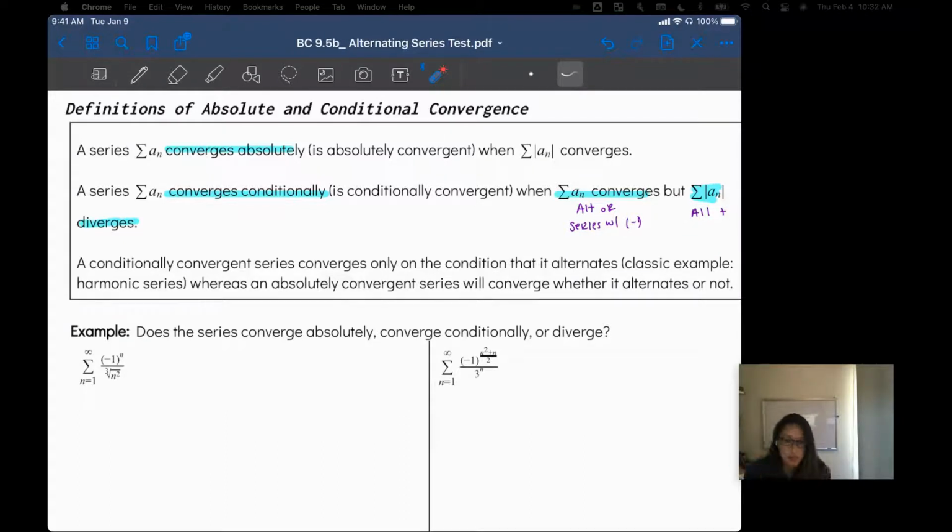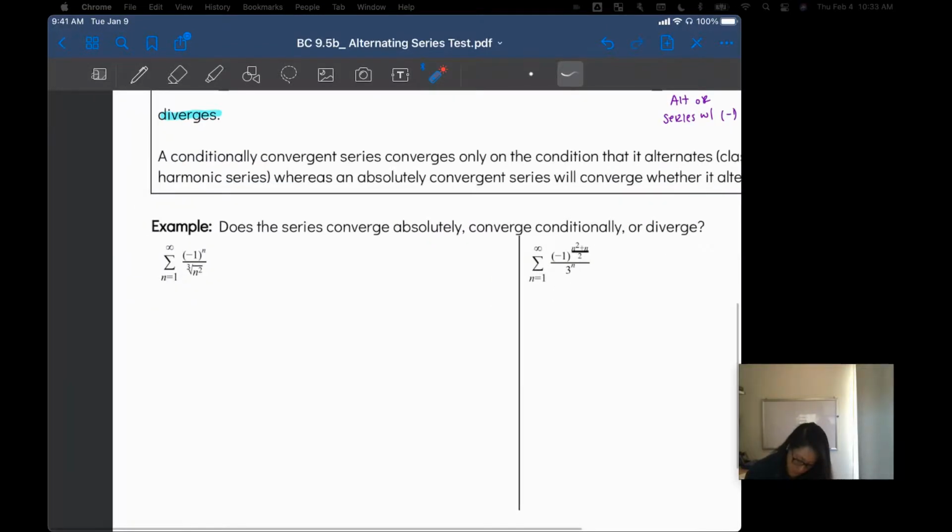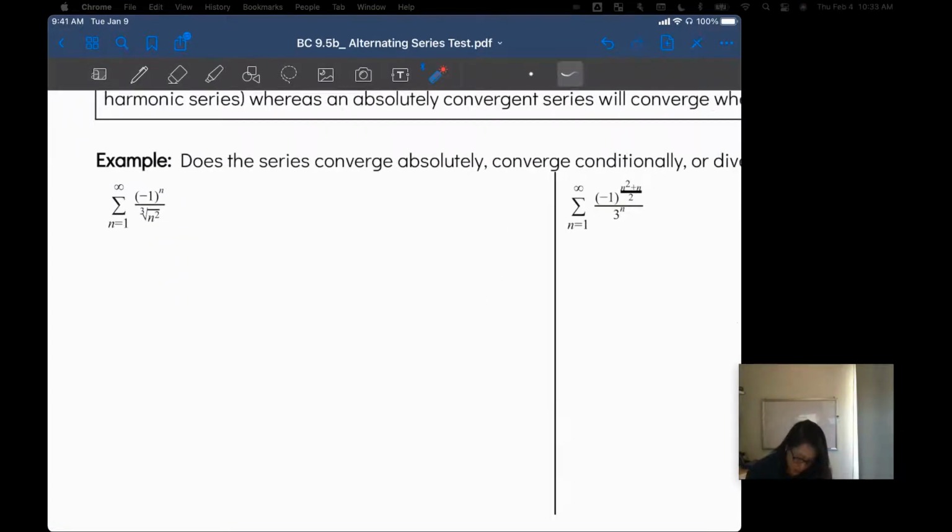Let's do 2 examples. Okay, so we have this series that I can tell alternates because it has the -1 to the n power. So what we want to test is, this whole thing is called a sub n.